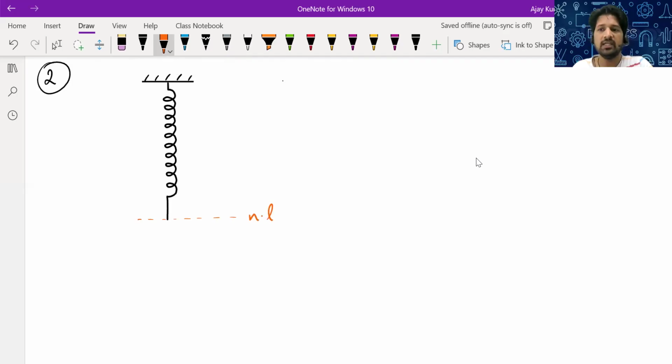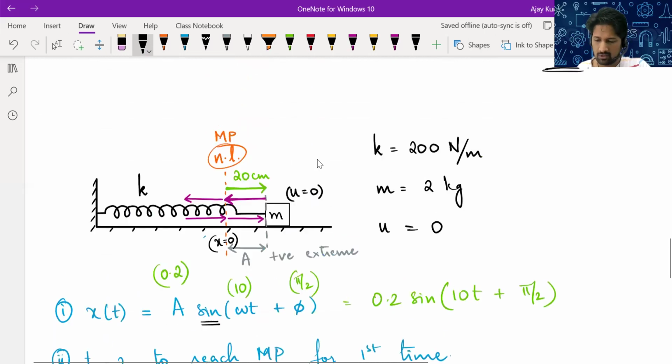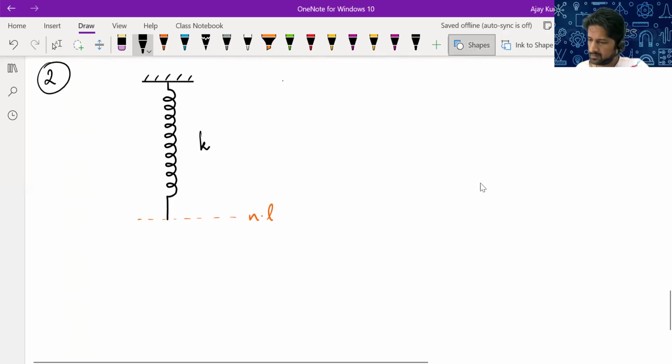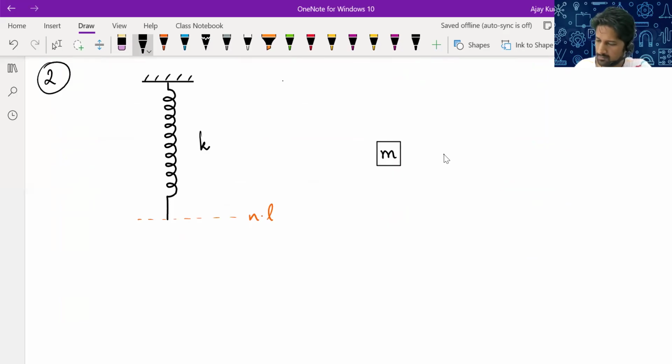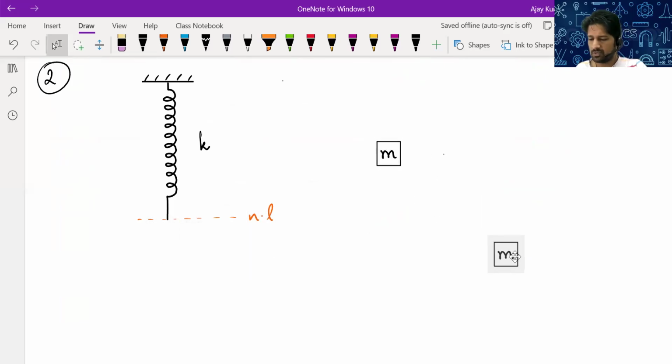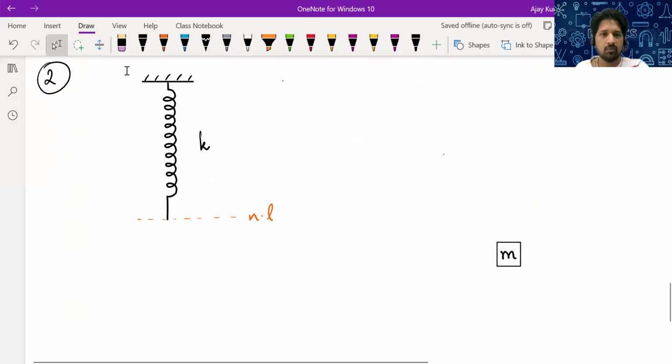Now we assume springs to be light, massless. So let's say this is also a massless spring. Spring constant is K. We'll see if in this case also K itself becomes the force constant or not. For now, let's call it the spring constant. And the block of mass m. The spring was at natural length. Let's say we attach a block to it now.